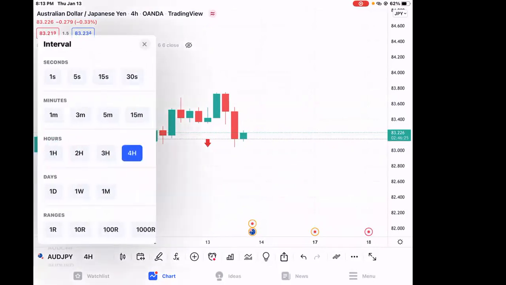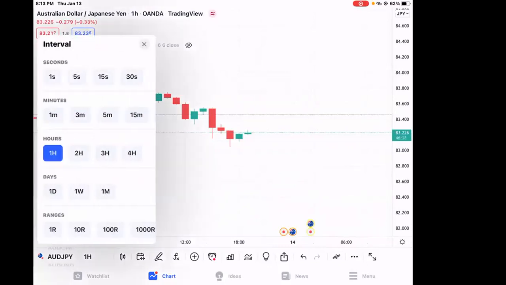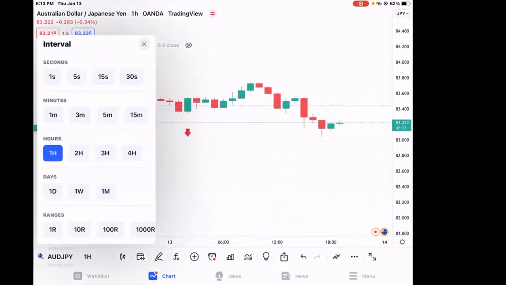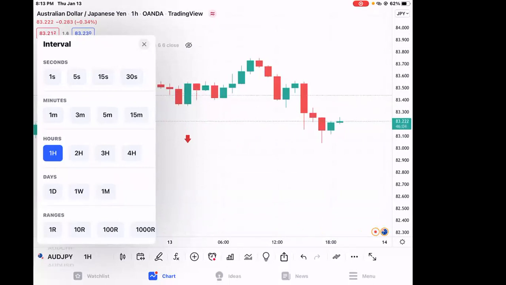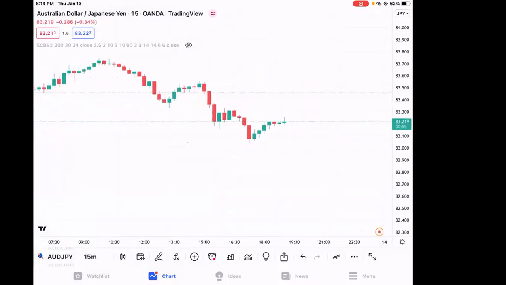So you come back to 4 hours, it's still doing the same thing. Come back to 1 hour, you still see it's still going down. You can't tell me this market is trending up. So for you to just know, just start from that present day. Your TradingView is showing you almost everything. Same with your hourglass. Log into your hourglass too. You see that it's more clear than ever. So with this, the market is going down. If you come to 15 minutes, the same thing, it's going down.